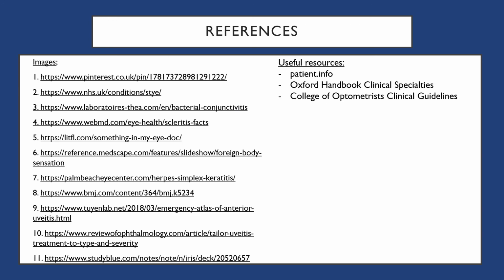So that's the end of my presentation. I've included a list of the images that I used, and in terms of useful resources for ophthalmology, patient.info is very good at covering signs and symptoms, diagnosis and management. Oxford Handbook of Clinical Specialties gives you a good overview of each condition, and the College of Optometrists has its own guidelines, which are quite useful when looking at how urgently a patient needs to be referred or not.